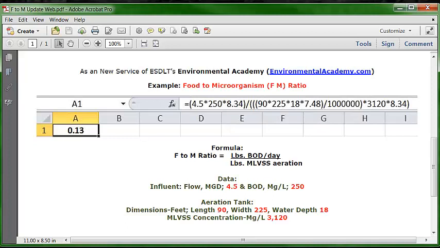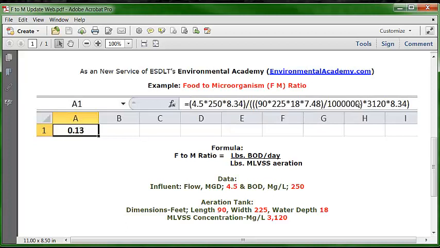So for example, let's just say you were given 450,000 gallons as your influent flow. Well, you would just simply put your parentheses in there. You'd put 450,000, you divide it by a million, and then a close parenthesis, and you would use that to replace the 4.5. So you can still use this same basic formula, but you simply customize it so you can put in the number necessary so that you can calculate or convert your flow.